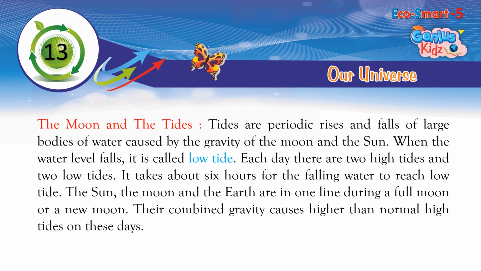The moon and the tides. Tides are periodic rises and falls of large bodies of water caused by the gravity of the moon and the sun. When the water level falls, it is called low tide. Each day there are 2 high tides and 2 low tides. It takes about 6 hours for the falling water to reach low tide. The sun, the moon, and the earth are in one line during a full moon or a new moon. Their combined gravity causes higher than normal high tides on these days.